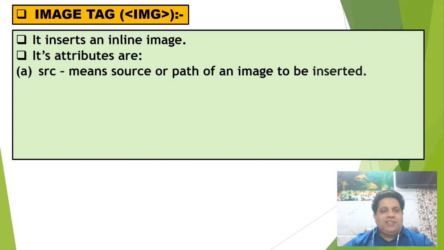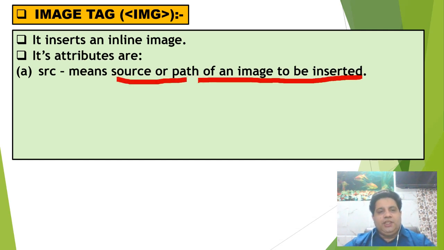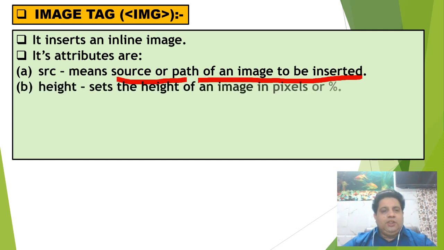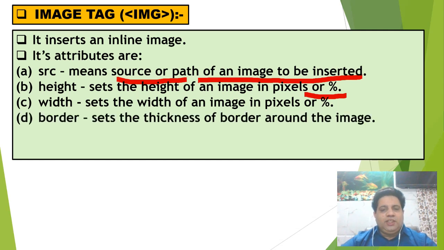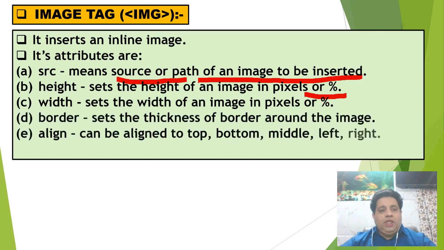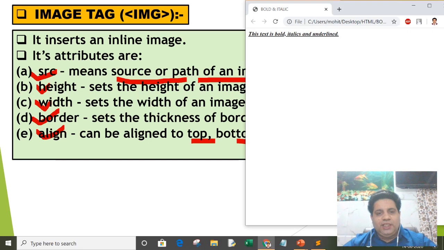Its attributes are src. First of all you have to give the source or path of the image to be inserted, similar to the way we gave it in the background attribute. Then you can set the height of the image in pixels or percent. Then you can set the width of the image in pixels or percent, and you can set the thickness of the border around the image also. Moreover, you can also align the image to top, bottom, middle, left and right. So these 5 attributes you can use with the img tag: source, height, width, border and align. So let's see the example.